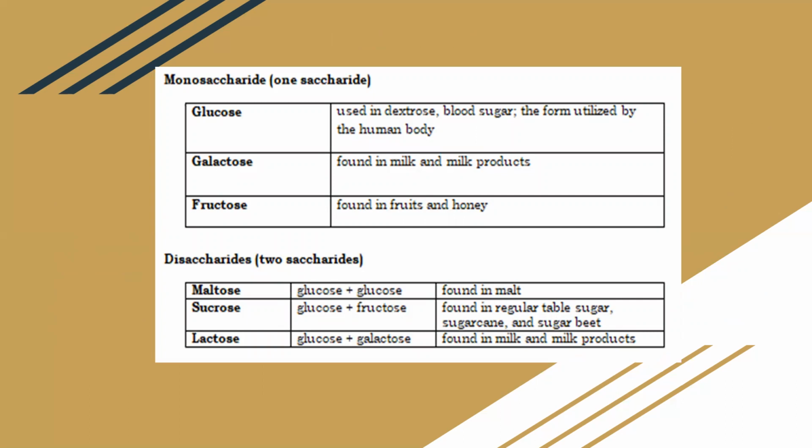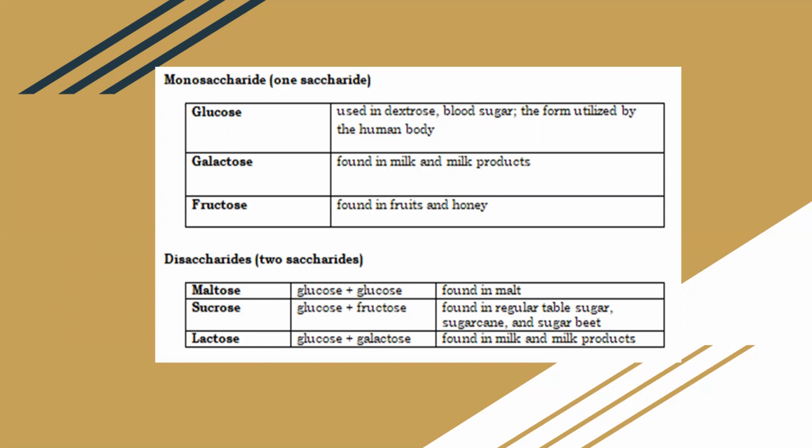So we have first the glucose. It is also called dextrose or blood sugar, the form utilized by the human body. For the galactose, it's found in milk and milk products. For the fructose, it's found in fruits and honey. While the disaccharides, we have two saccharides: maltose, sucrose, and lactose.